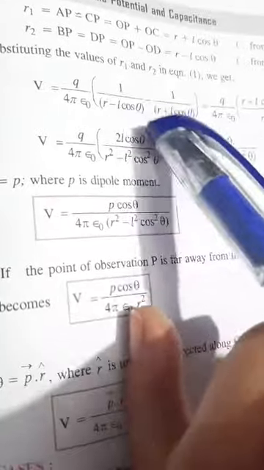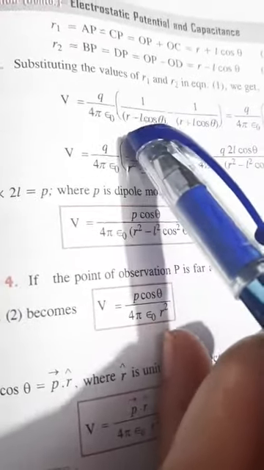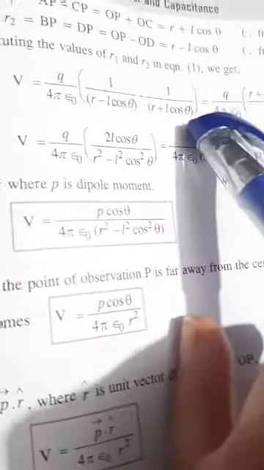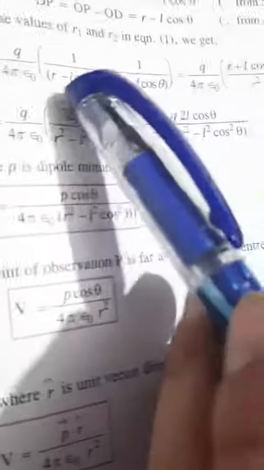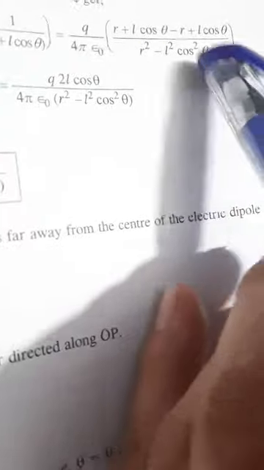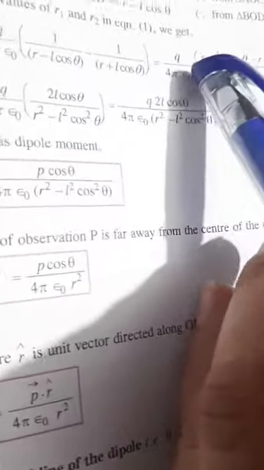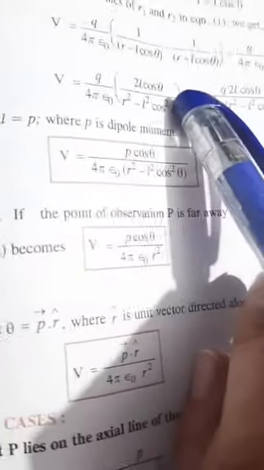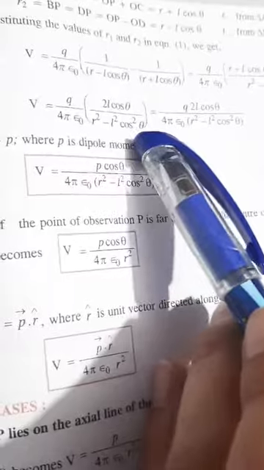Put the values. 1 by R1, value of R1 is R minus L cos theta, and value of R2 is R plus L cos theta. By taking LCM here, A minus B, A plus B, so the formula is A square minus B square. Here when you take LCM, then the value becomes R plus L cos theta minus R plus L cos theta. Minus R and plus R cancel with each other. You have 2L cos theta upon R square minus L square cos square theta.